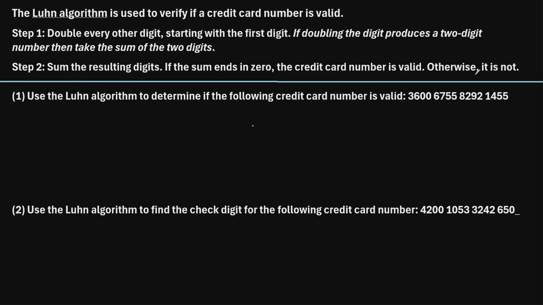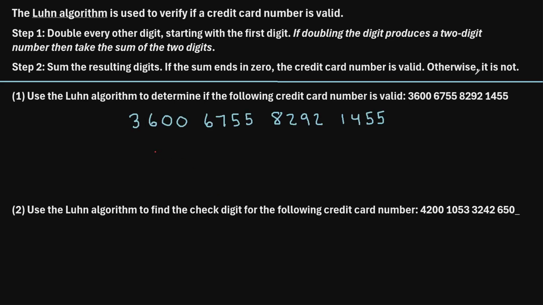Otherwise, it is not. So I have two examples here of how to use the Luhn algorithm. Let's check out this first example. It says use the Luhn algorithm to determine if the following credit card number is valid. So we have this credit card number right here. We want to know, is it valid? So let's go ahead and rewrite it right here.